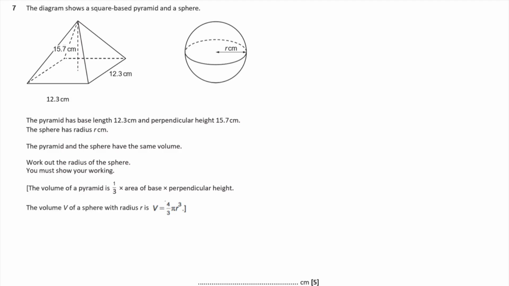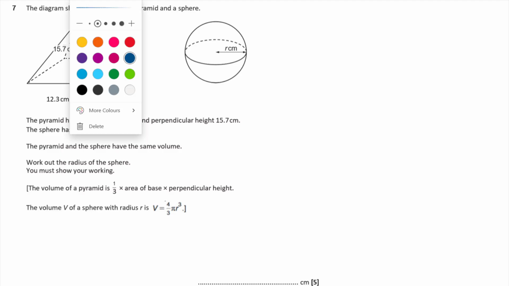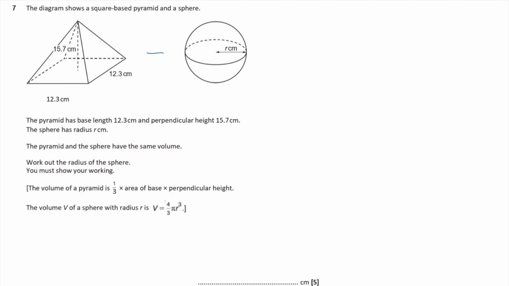Okay, we've been given the formulas for pyramids and spheres, which is handy, so we don't have to remember them. Right, okay, so we know that these two shapes have the same volume, so these two things are equal in volume. Now we've got no measurements on the sphere, and we need to find out what r is. So we're going to deal with the pyramid first. Okay, so we're going to work out the volume of the pyramid, and then we're going to work backwards with the sphere formula to find the radius. Okay, so let's crack on with that then.